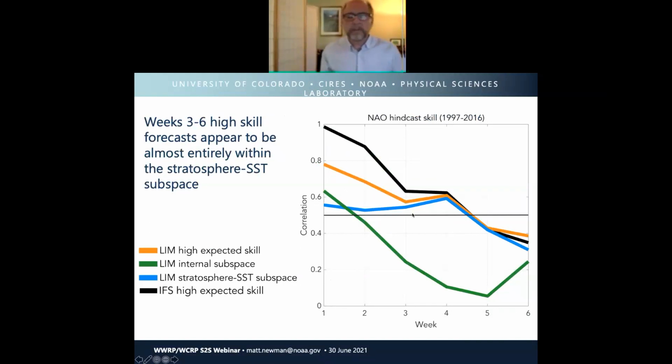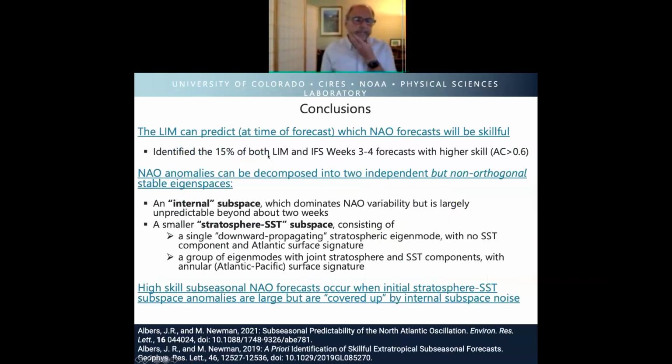So in fact, the weeks 3 to 4 skill, in fact weeks 3 to 6 skill of the NAO, both in the IFS and in the LIM, appears to reside almost entirely in this stratosphere-SST subspace. So if you just initialize with the internal subspace, which seems so highly correlated to the NAO, seems to represent almost all the power, there's really no skill there. It's that non-orthogonal stratosphere-SST subspace where all that skill is lying.